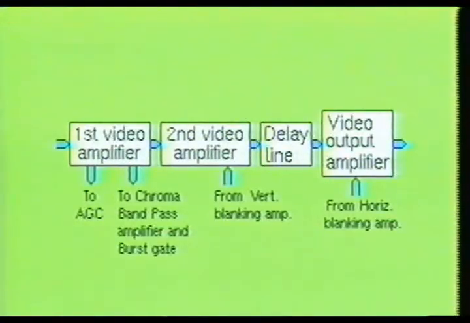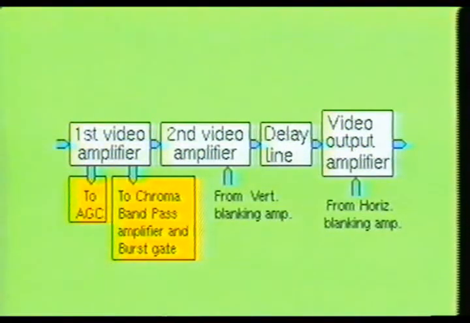Notice that the video image portion of the color television receiver consists of 4 major blocks. They are the first video amplifier stage, the second video amplifier stage, the delay line stage, and the video output amplifier stage.